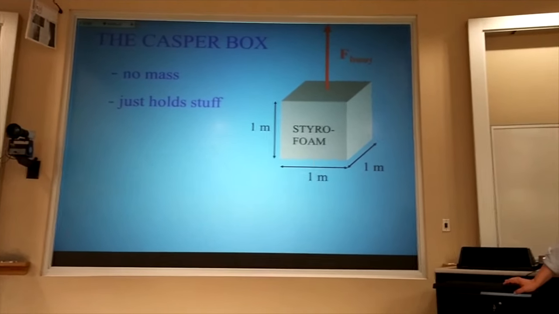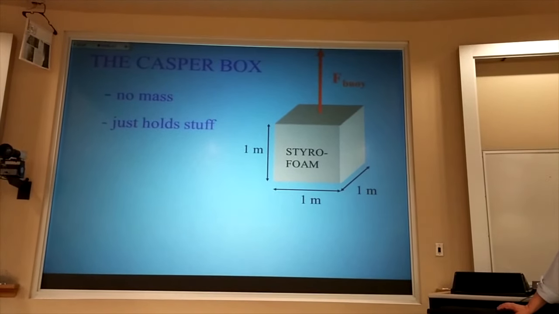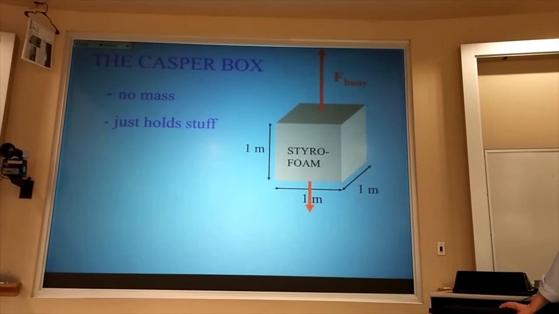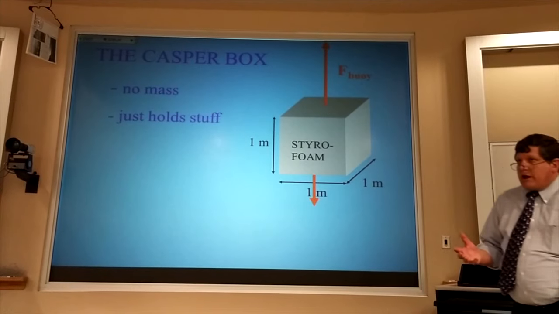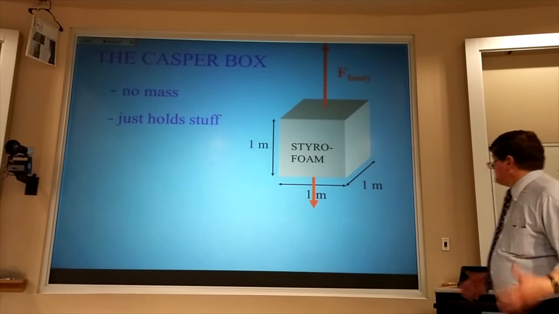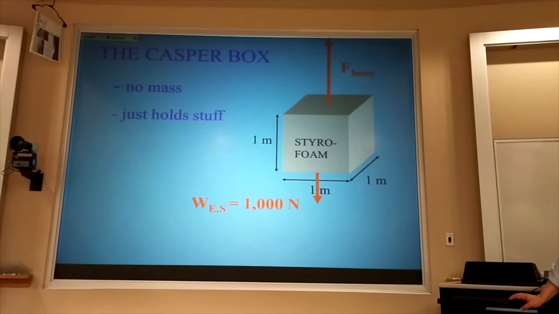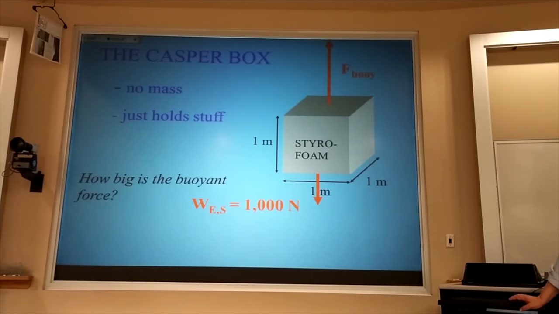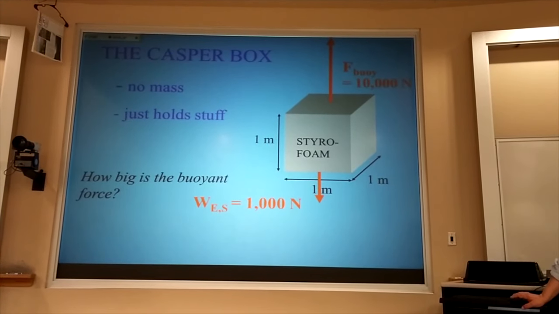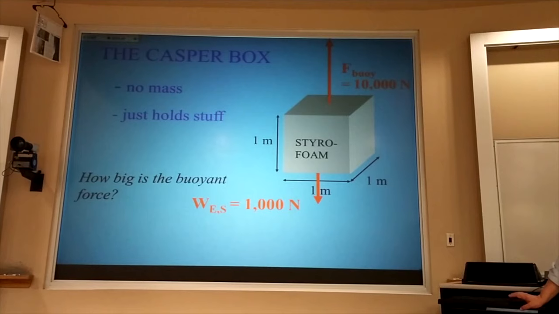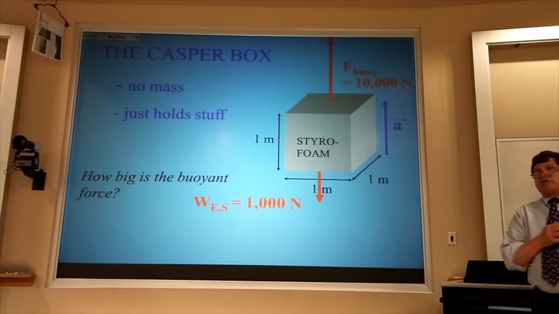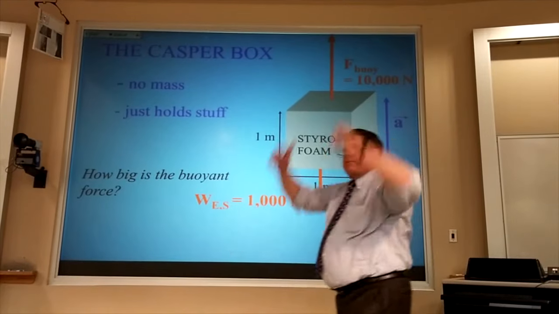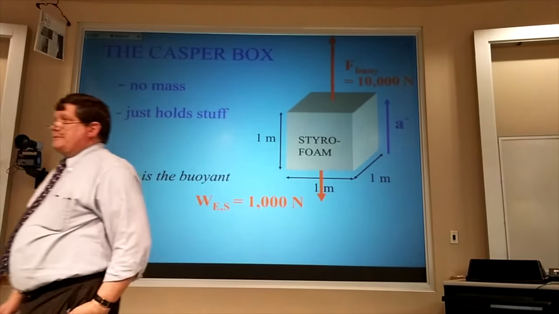Okay? If instead we fill that box with styrofoam, the weight force is going to be less than 10,000. Why? Because the density of styrofoam is less than that of water. But the buoyant force just doesn't care what's in the box. It's still 10,000. And that means this block of styrofoam is going to accelerate up towards the top, and it's going to pop up out of the lake and float.